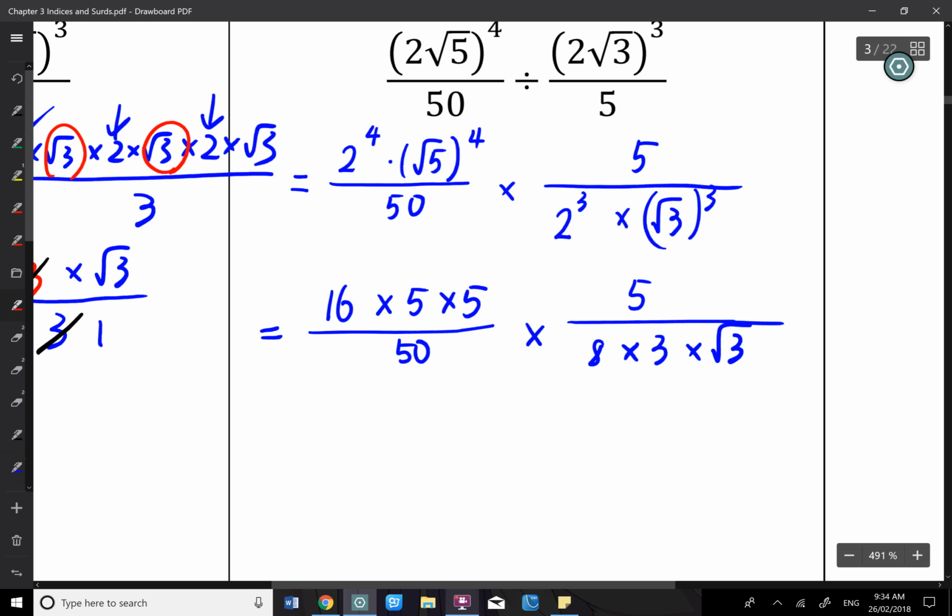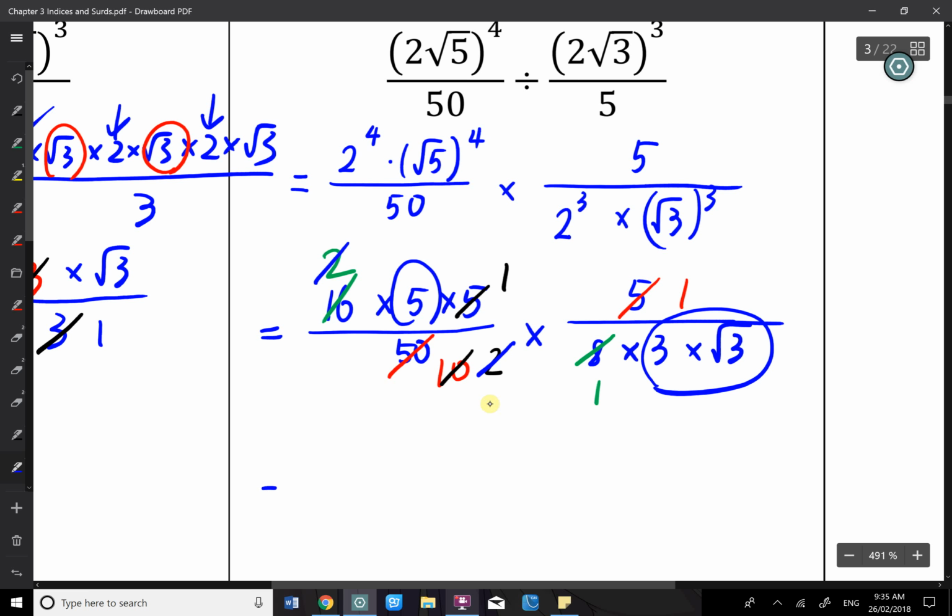So we can do 1 and 10 for that. Also, we can do 2 and 1 for that. Furthermore, I'll do 8 and 16 for that. And then this 2 and this 2 just get cancelled. So what we have is a 5 here, a 3 root 3 at the bottom. So we'll write 5 over 3 root 3.